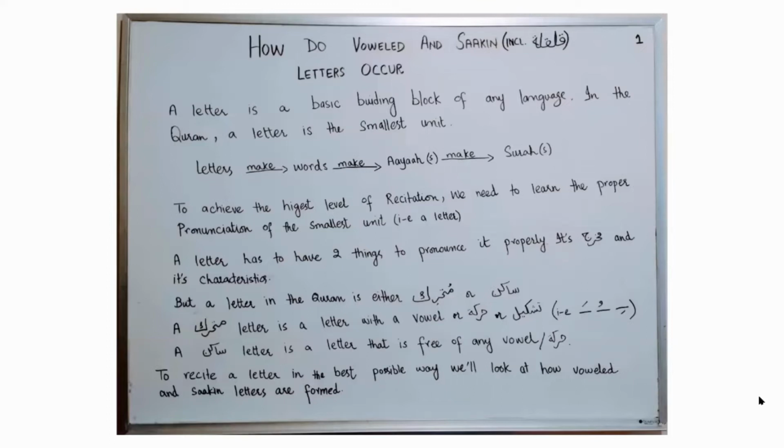And a Saakin letter is a letter that is free of any vowel. It does not have any Fatha, Dhamma, or Kasra. Saakin letters sometimes can be seen with the sign of a sukun or a jazm on the top. Sometimes it's just the letter written, and when there is nothing on the top or bottom, then we consider that letter as a Saakin letter.